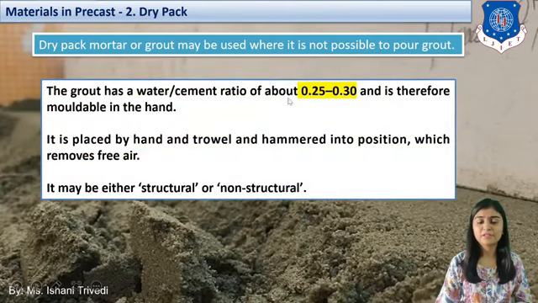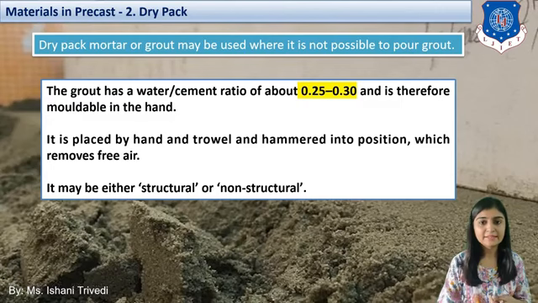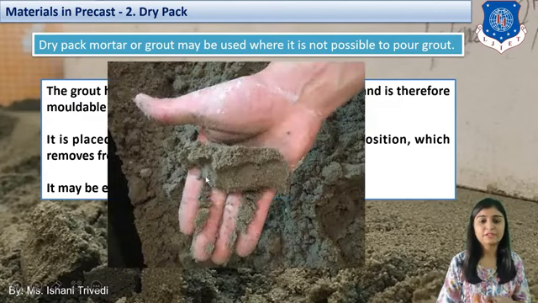Okay, so it has a very low water cement ratio, standard water cement ratio of 0.30, placed by hand and trowel and hammered into position. It can be once again structural or non-structural. If it is structural, then it involves the beams, columns, slab, foundation. If it is non-structural, then it involves the non-load bearing elements or sections. Next, this is your dry pack.